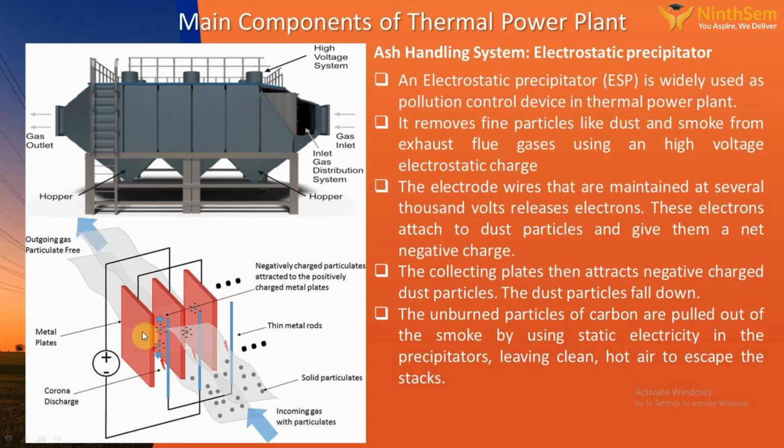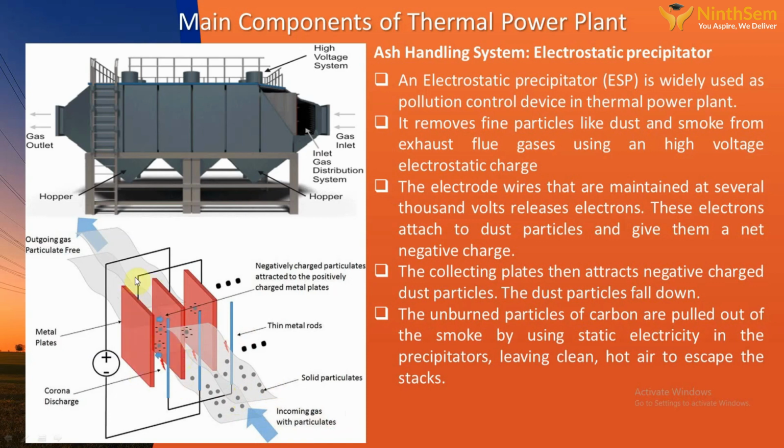Because of this high voltage, the plates become positively charged and the rods become negatively charged. The positively charged plates attract the negatively charged ash particles, and the negatively charged rods attract the positively charged ash particles. Both kinds of ash particles are collected on the collecting plate, and finally disposed to the ash storage area. So this is the basic working principle, based on the electrostatic principle.